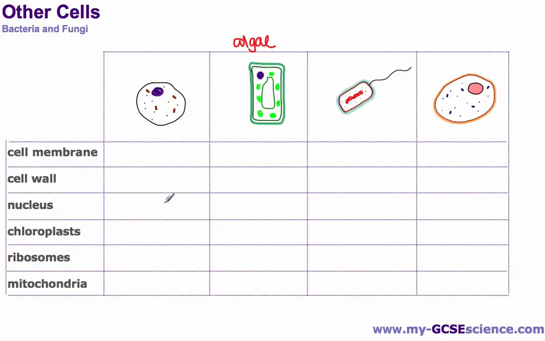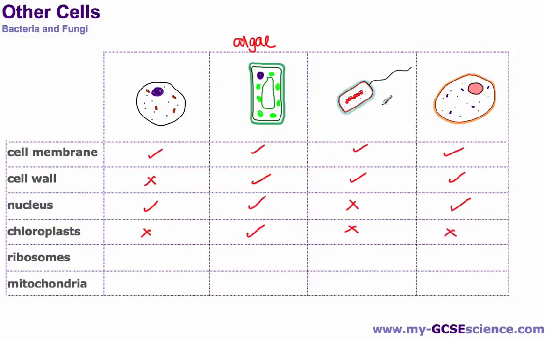So if we start with the cell membrane, you can maybe try and think a little bit ahead and see if you get it right as I'm going along. In terms of the animal cell over here, it has a cell membrane, so does the plant cell, so does the bacterial cell, and so does the yeast. Cell wall, not in animal cells, but in the other three. What about nucleus? Well, yes, in animal and plant cells, not in bacterial cells, but it is in the yeast cell. In terms of chloroplasts, not in any apart from the plants and algae.